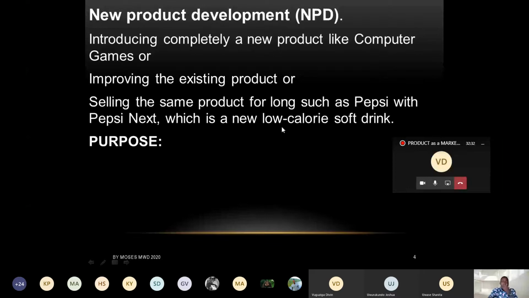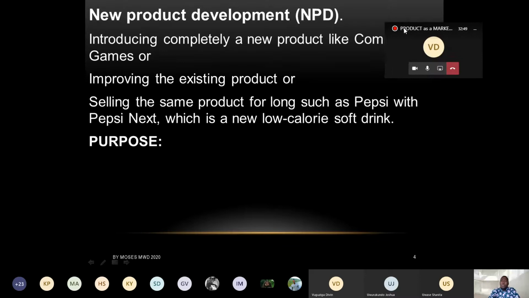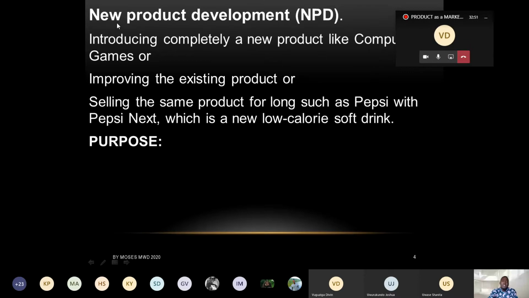Now we continue. Why do we have NPD? Why should we introduce a new product? Why should we improve the existing product? What could be your reasons? What do you think? Someone to tell me. The question is, why should the business have a new product development? What is the purpose for introducing a new product, or improving existing product, or selling the same product for long? Why should we have this NPD in a business? What do you think?